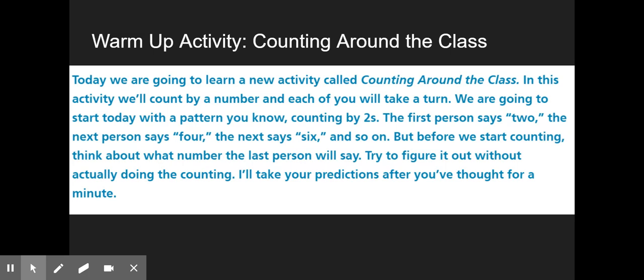We warmed up in class by doing an activity called counting around the class. If you're at home and you're watching this video, you can practice skip counting by twos on your own.